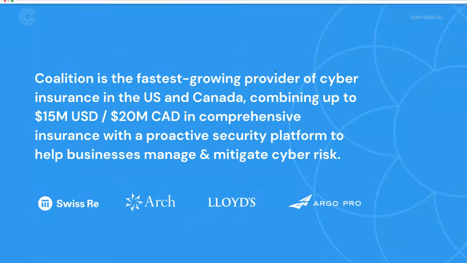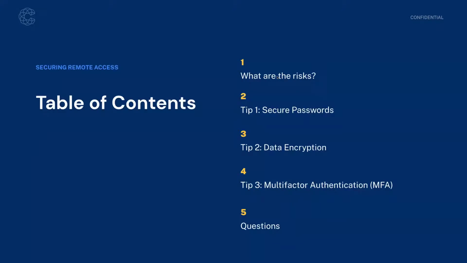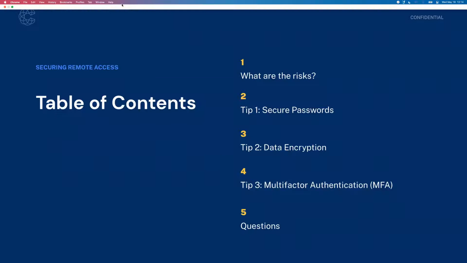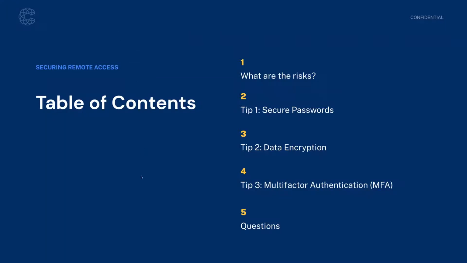We're going to address a few different topics today. We can switch slides, Aaron. First, we'll explain what we mean by remote access and the risks associated with it. Then we'll talk through our top 3 tips to set up secure remote access for your organization: secure passwords, data encryption, and multi-factor authentication. Finally, we'll reserve some time at the end for the dedicated Q&A that I spoke about. And with that, I'm very excited to hand it over to my colleague, Aaron.